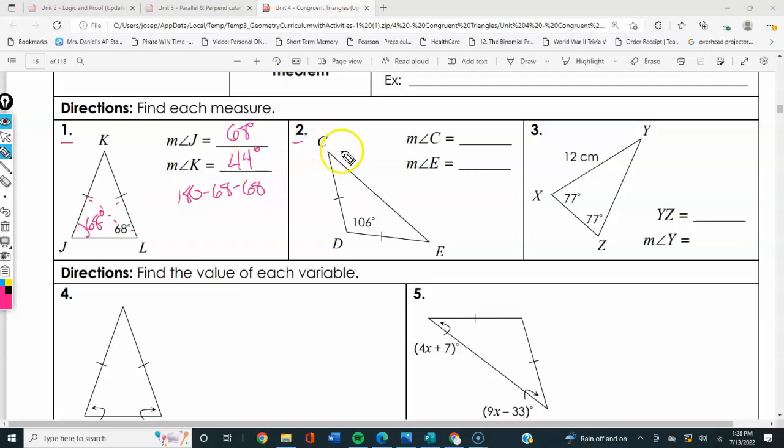Now let's do number 2. So C and E are my congruent angles on this, because these are my congruent sides. So I'm going to do 180 minus 106, which is 74. That means both of these angles combined is 74, but they're both equal. So I'm going to divide that by 2 and get 37. So each angle is 37 degrees.